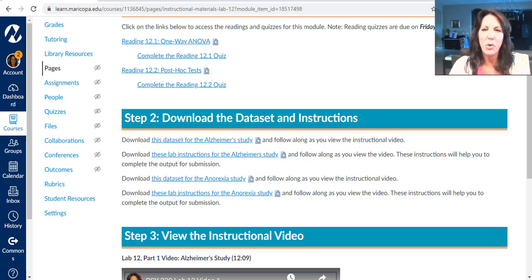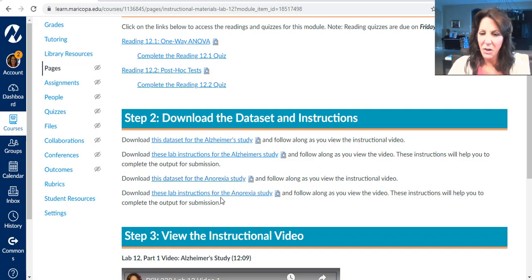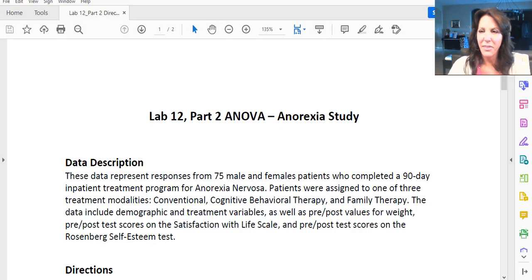Let's practice some more with ANOVA in JASP. So we have a different set of data. Make sure that you've downloaded that data. It's actually the same set of data as we used last week on the anorexia study. And then also download the directions. I've got them right here.